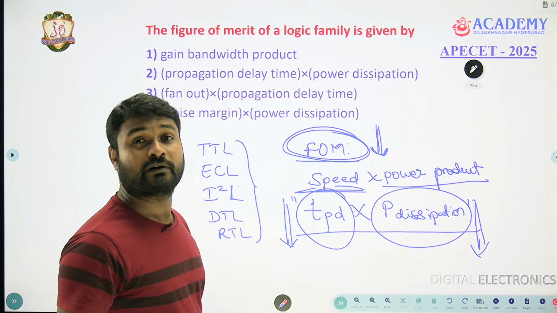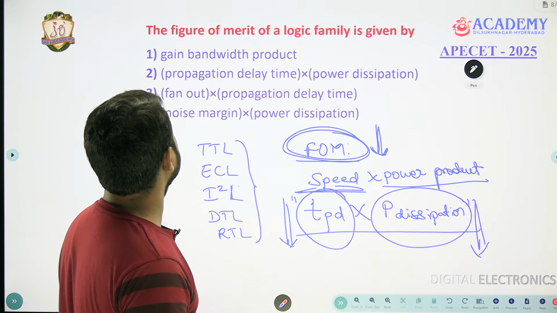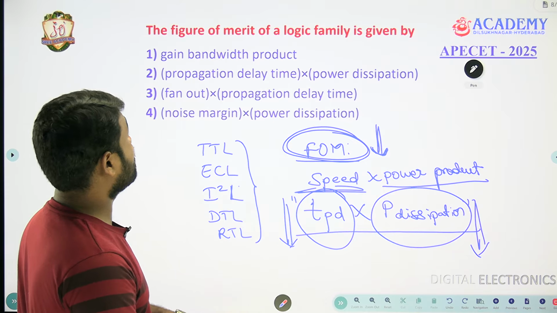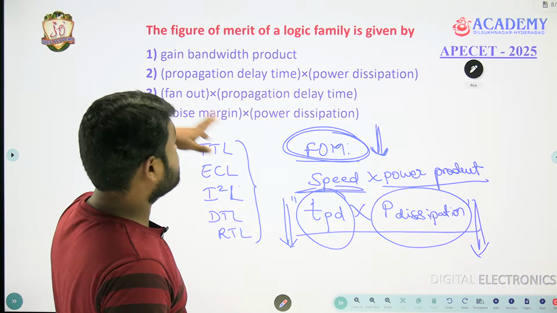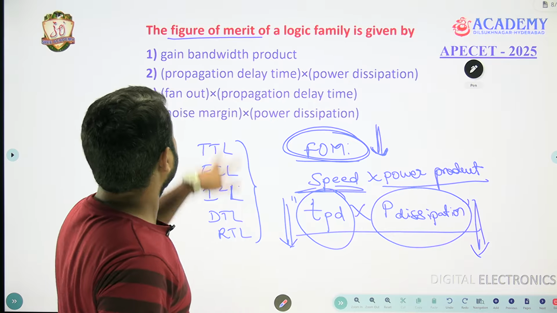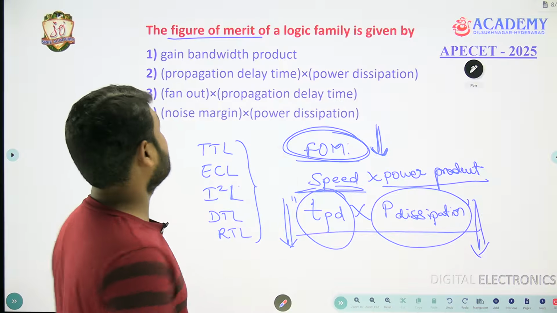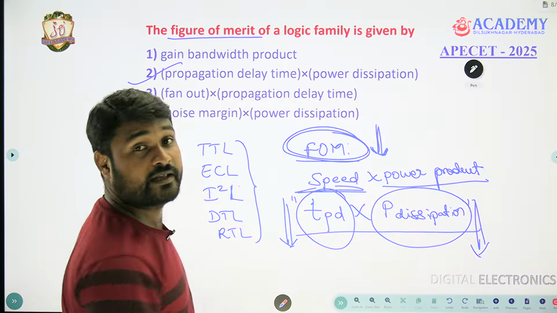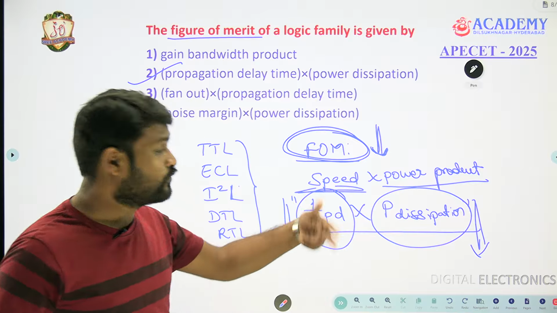Speed power product, in the sense, this is nothing but figure of merit. FOM is nothing but propagation delay times power dissipation. That itself is the answer. Simple, we already discussed it. Okay, we will move to the next question.